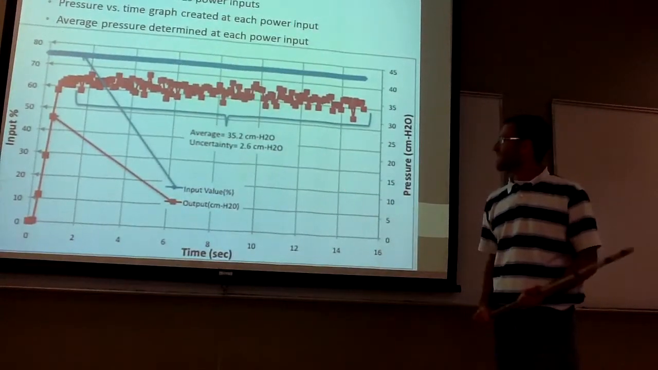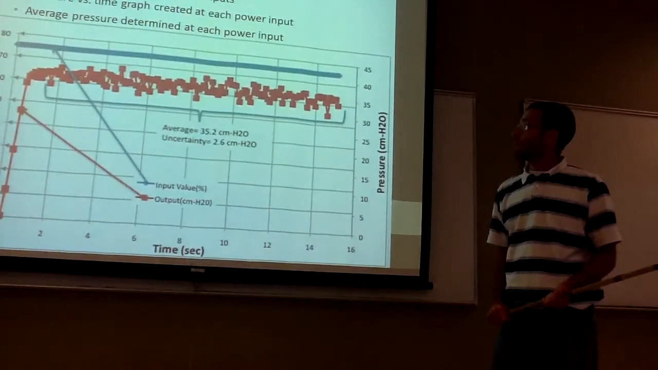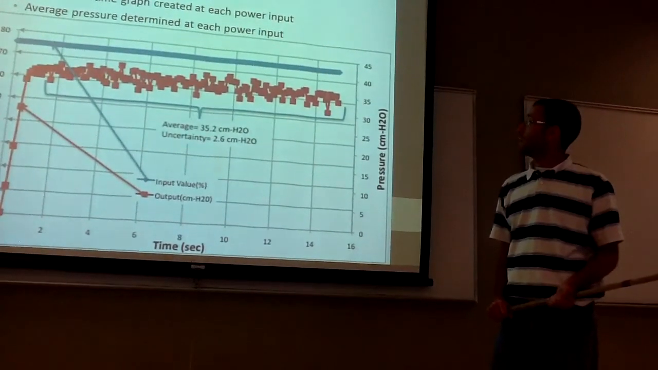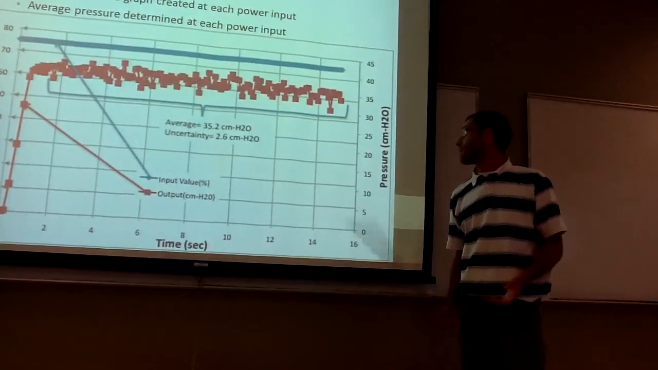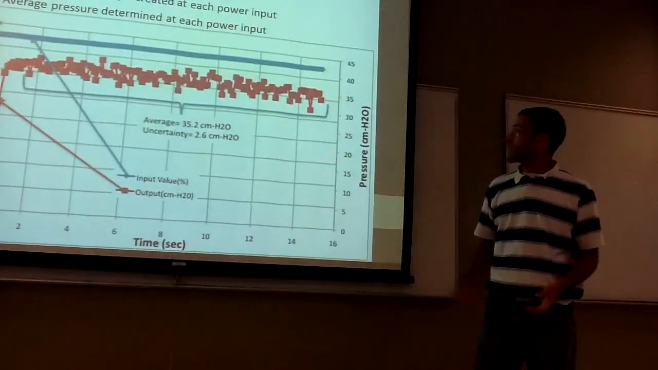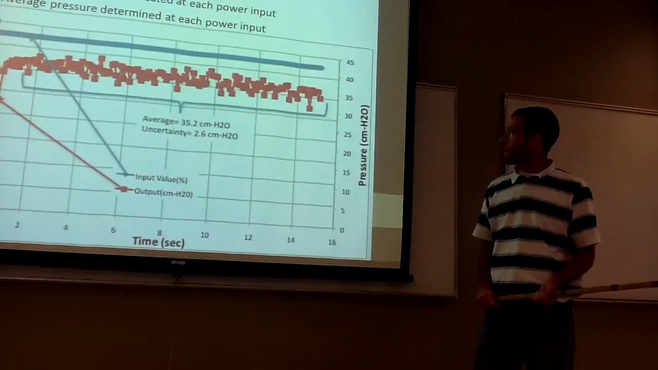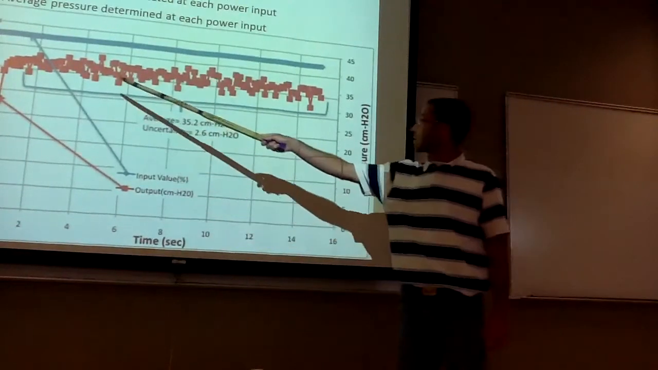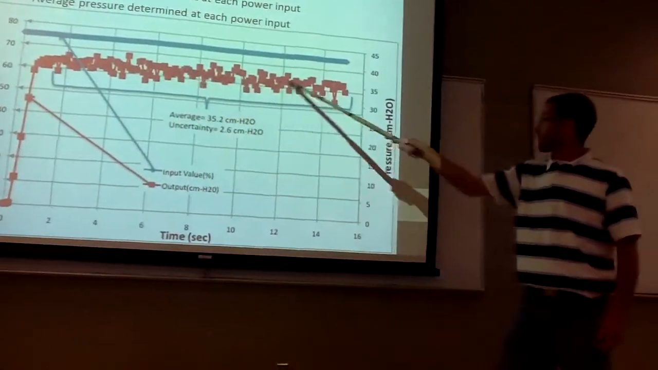So for this one, this is at, looks like, 75% of the blower speed. And what we came up with for this one was 35.2 centimeters of water with an uncertainty of 2.6 centimeters. And all of our graphs look approximately like this. They're higher up or down based on the power input, but that's a pretty good representation of what they look like once the steady state is reached.